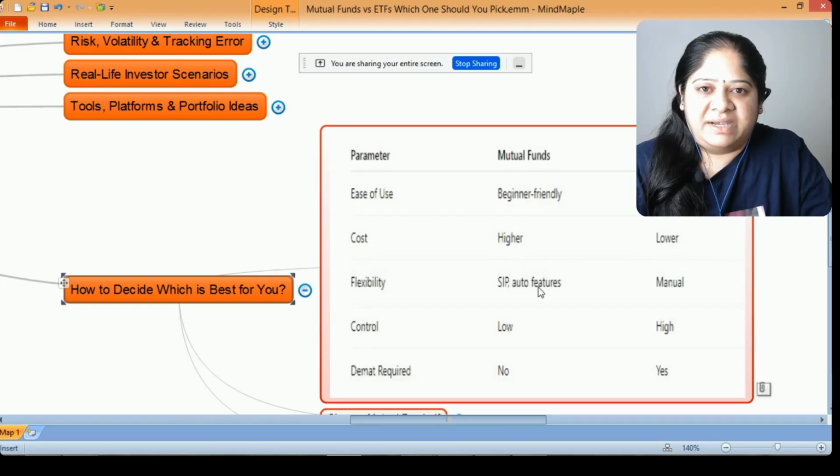Flexibility: SIP and auto features in mutual funds, whereas it is manual in exchange traded funds. Control: mutual funds give low control because fund managers manage. In ETFs you have to manage your own investment, so it is high control. Demat required: no in mutual funds, whereas in ETFs a demat is required.